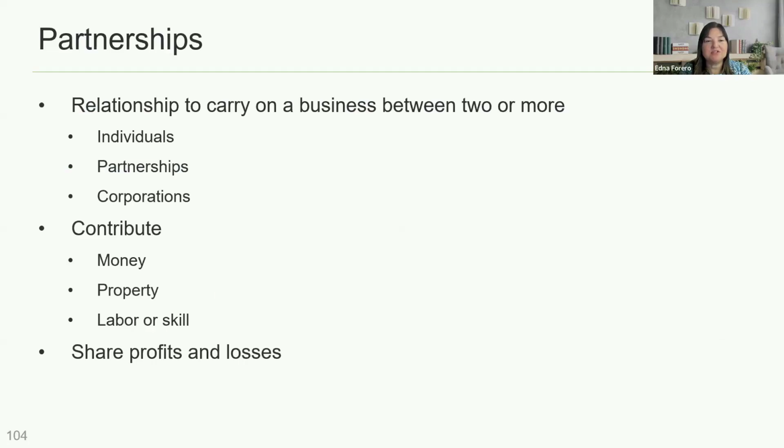All right, and for partnerships, we're going to look at the relationship of what we have going on between the owners. So they want to carry on a business. There's going to be 2 or more individuals. There might be 2 or more partnerships, or there might be 2 or more corporations. They're going to all contribute money, property, labor, or skill. So you may have one partner that puts in money to start the business, one partner that provides cash. Instead of cash, they provide land, or that provides the skill set. So ideally, we want to look at what that relationship is, what they contribute, and how are they sharing their profits and losses in the partnership.